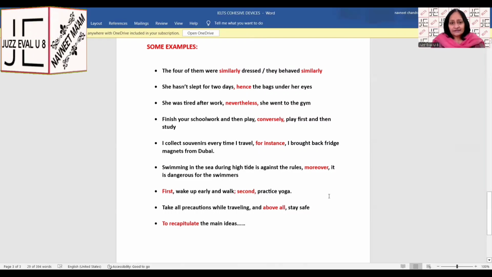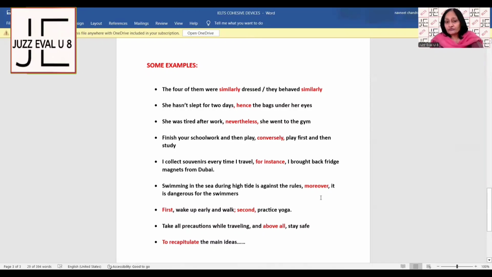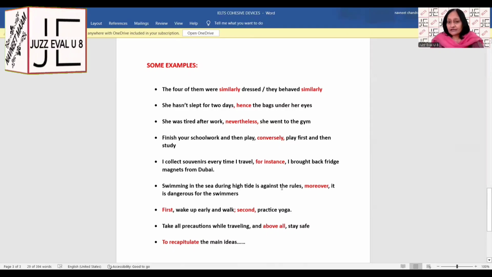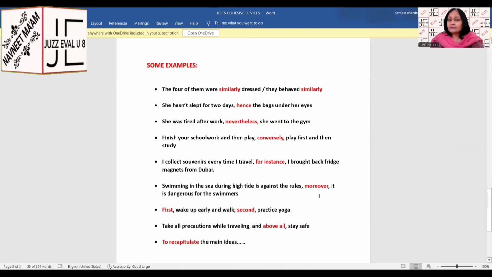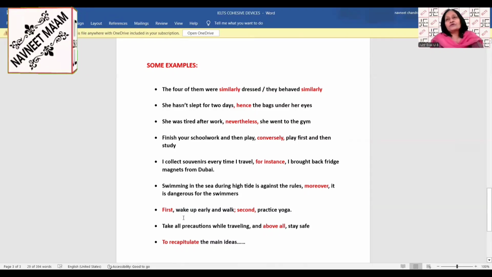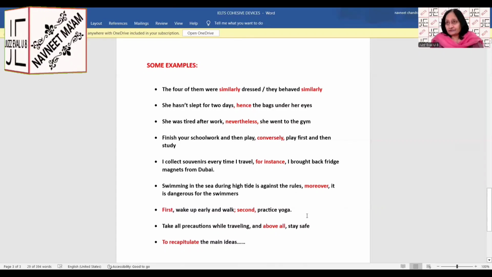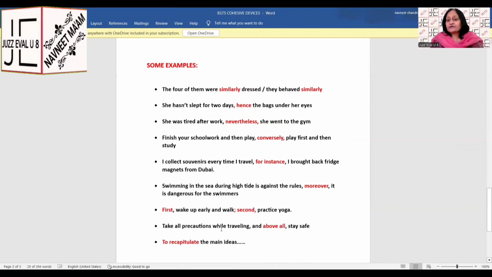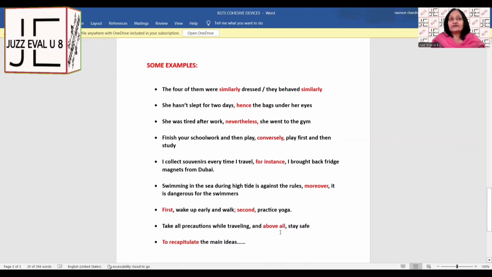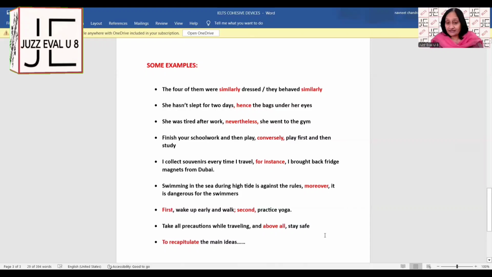Now, next is swimming in the sea during high tide is against the rules. Moreover, it is dangerous for the swimmers. So you're adding something here. That is, as it is against the rules, and moreover, it is also dangerous. Next, you want to give a sequence. So say first, wake up early and walk. Second, practice yoga. Take all precautions while traveling, and above all, that is, this is the highlighted word, above all, stay safe. So, what is the most important thing? You have to stay safe.